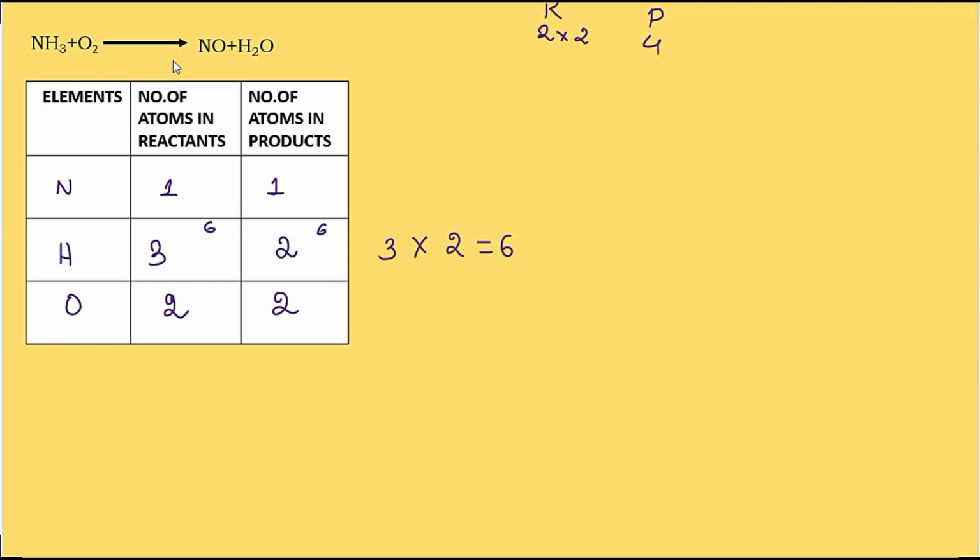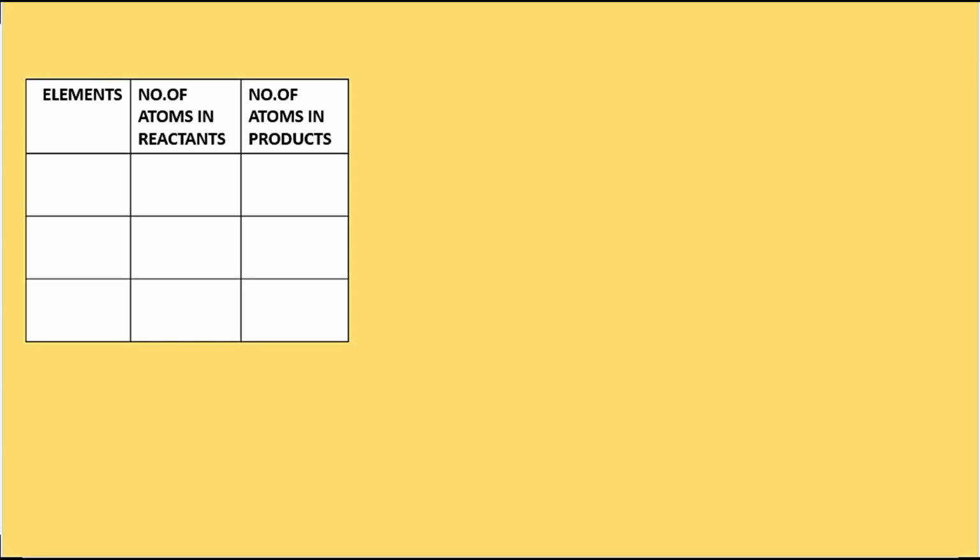So, let's write down the existing equation once again. NH3 plus O2 gives NO plus H2O. So here to make the number of hydrogen atoms 6, we will multiply it with 2, and here in the product side, to make the hydrogen atoms 6, we will multiply it with 3.